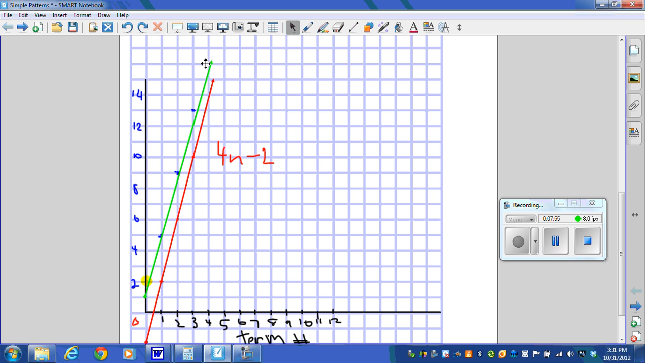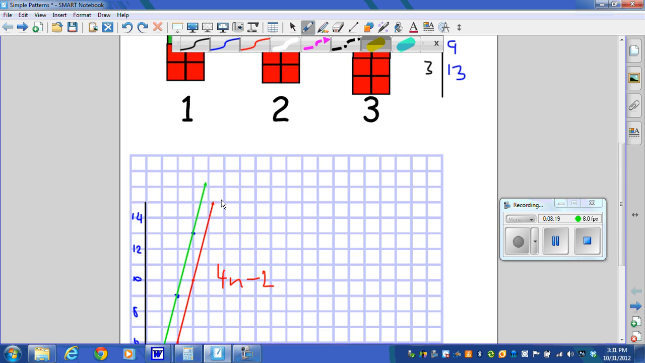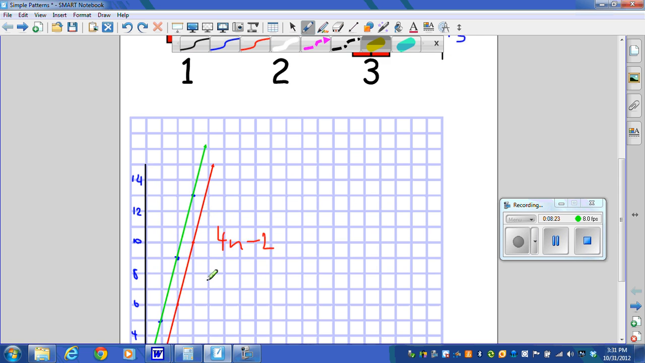That's why it's important to have your line at the 0 term, because it'll tell you where it starts, so you get the right angle. There we go, that's right. A little mistake on my part, but we can see that our 0 term starts there. Makes sense? We know that these are similar in the fact that they skip by 4 each time, so they should be a parallel line.